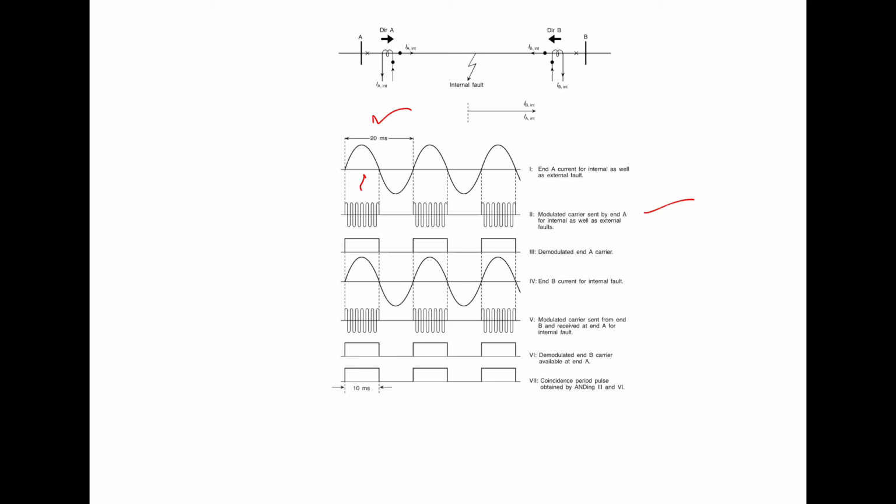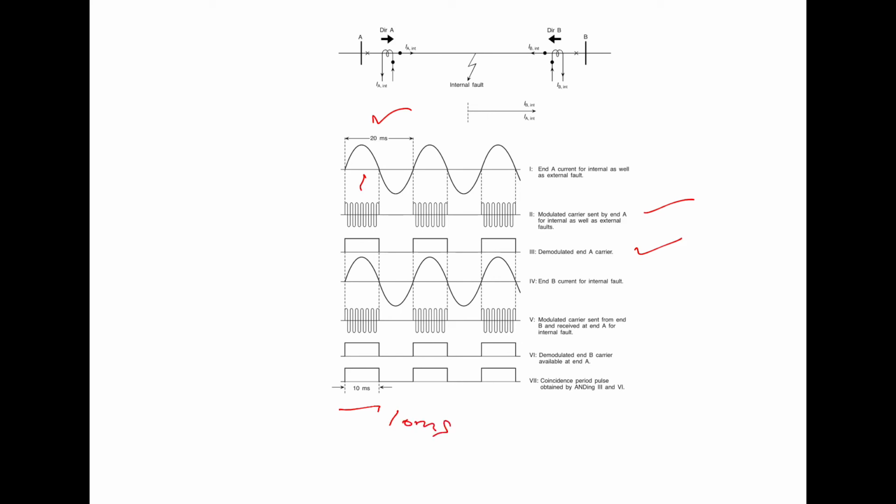So this modulation can be easily recovered by demodulation strategies, to get a square waveform as the output. Now you will see for internal fault, in this figure it is shown that the demodulated square waves are exactly coincidental, and let us suppose that the coincidence period in this case is 10 milliseconds on a 50 hertz basis.